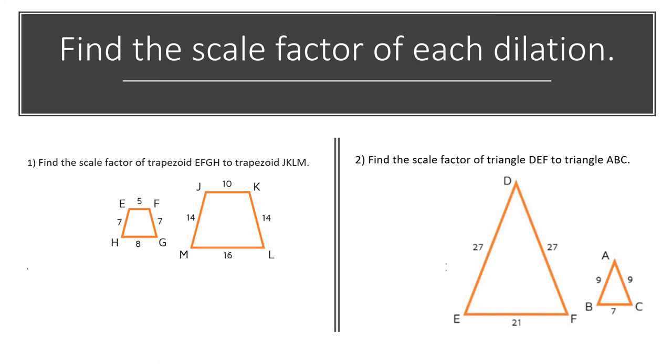Okay, because I'm going from the smaller trapezoid to the larger one, my scale factor is going to be 2 as I'm doubling each side length. And in the second one, I'm going from the larger triangle to the smaller one. So it's important to realize the scale factor is not 3. That's if I'm enlarging the shape and going from the smaller triangle to the bigger. Instead, the scale factor is going to be 1/3 because 27 times 1/3 is 9.